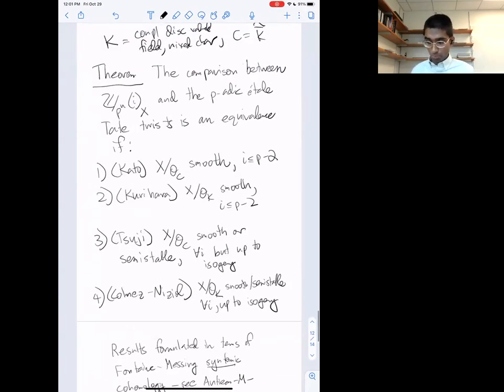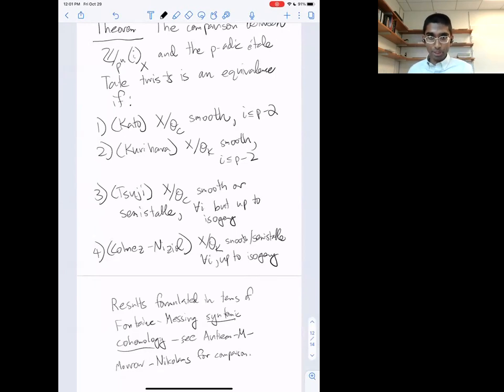And then there's a result of Kurihara that if instead you have something smooth over a DVR, again in the same range, this comparison map is an equivalence. And then there were results that these comparison maps are equivalences in all weights, but up to isogeny. When I say up to isogeny, I mean that you have some map mod p^n for each n, and that map is an equivalence up to denominators that don't depend on n.